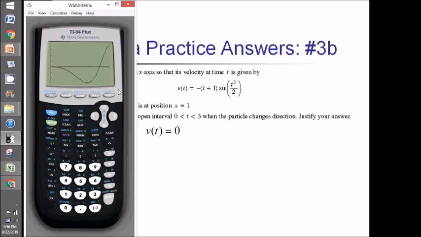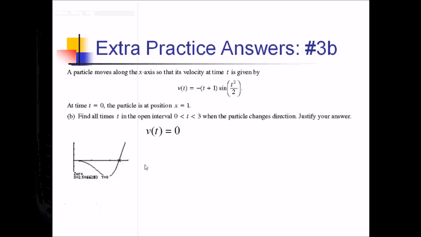So there we go. We definitely have an x crossing right here. And let's actually find that zero. So second trace down to zero. And let's see, let's move it a little bit closer. There we go. Move it a little bit to the right. Press enter again. Press enter one more time. And we got about 2.507. Awesome.